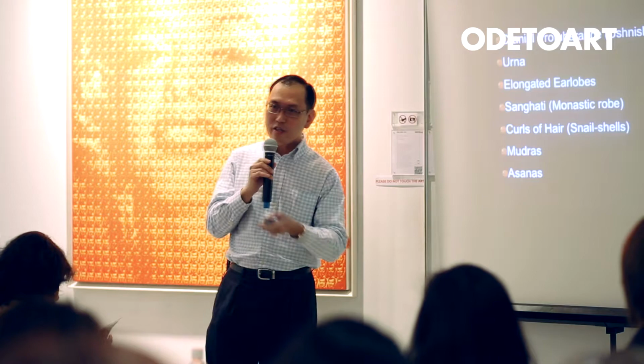Okay, and there are actually 32. Now these marks are meant to distinguish the Buddha from a normal human being. So the Buddha is regarded, at least in the eyes of the Mahayanas, as not a mere mortal. He was different from a mortal human being.